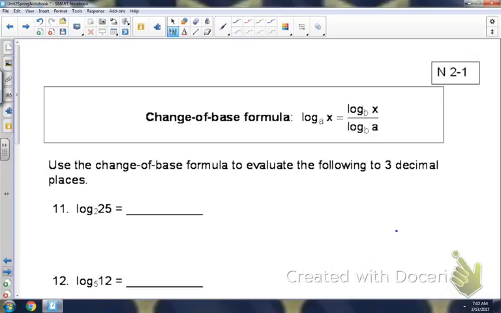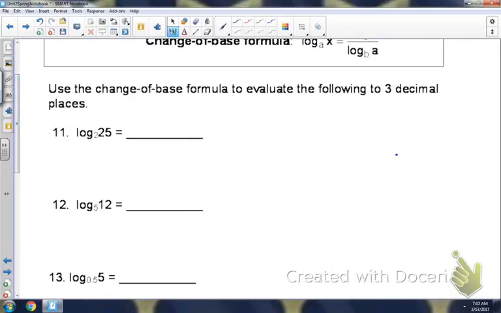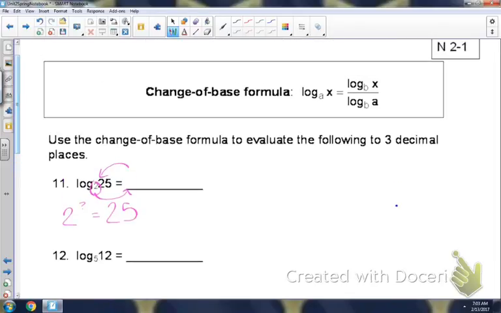So if you look at number 11, we actually talked about this before. We're evaluating. So we used around the world. Our base was 2. We changed it to an exponential. To what power would give us that 25? Now, there's not a whole number power of 2 that would give us 25. So this is when we would need the change of base formula in order to use the calculator and plug it in. So look back up at that formula.